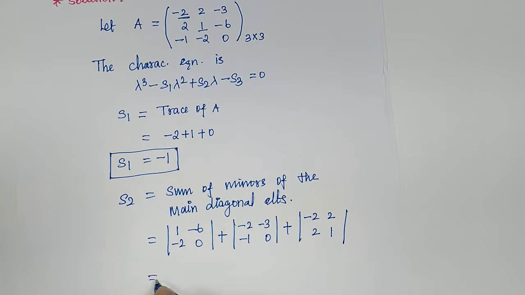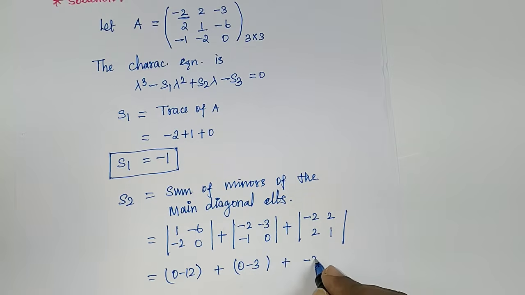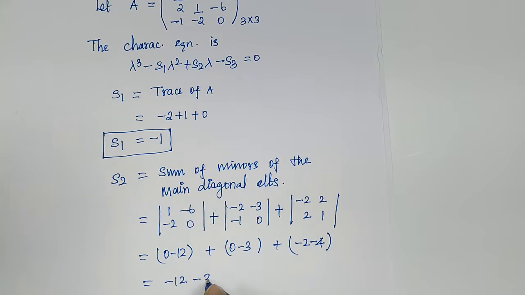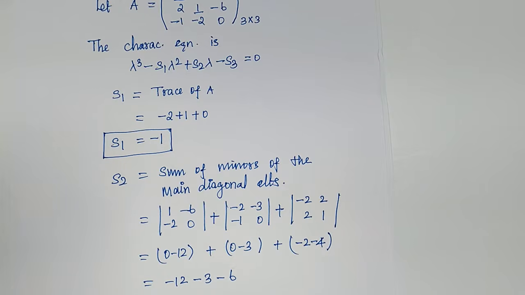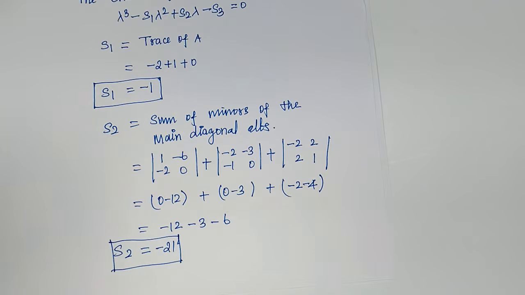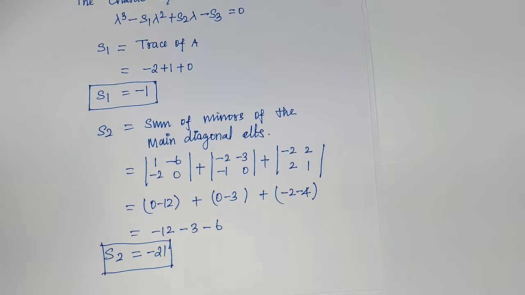Simplifying this, 0 minus 12, plus 0 minus 3, plus minus 2 minus 4. So we will get minus 12, minus 3 and minus 6. Therefore S2 equal to minus 21. Okay, S2 equal to minus 21.